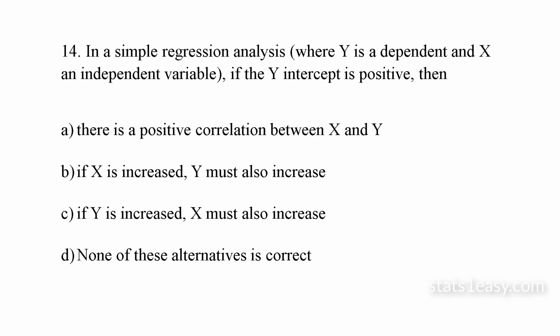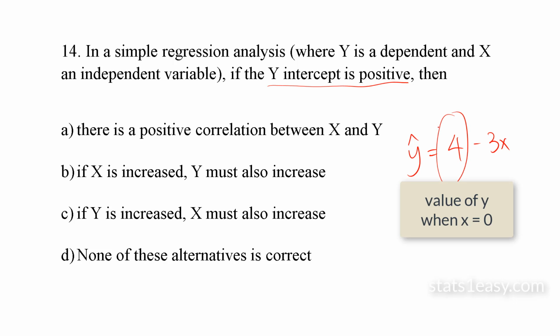In a simple regression analysis, y is dependent, x is independent. If the y-intercept is positive, what does that tell us? For example, if we have y hat equals 4 minus 3x. Now, 4 is the y-intercept and is positive. What does it tell us? It doesn't tell us much anyway. It doesn't give us much information because the y-intercept does not really tell us much.